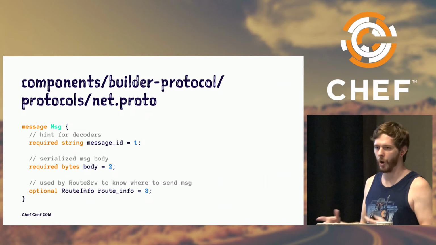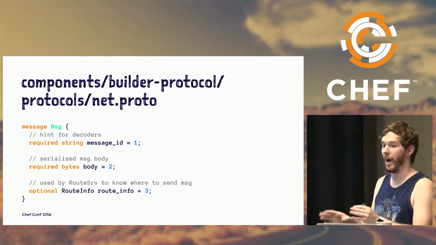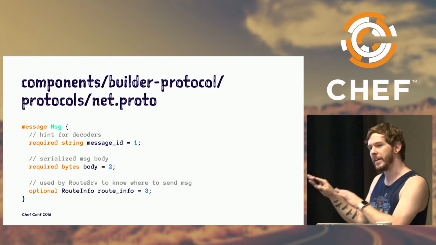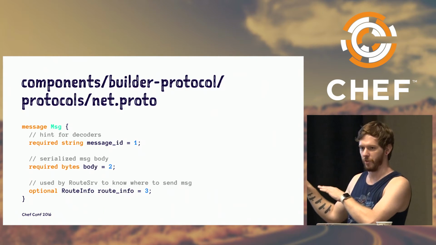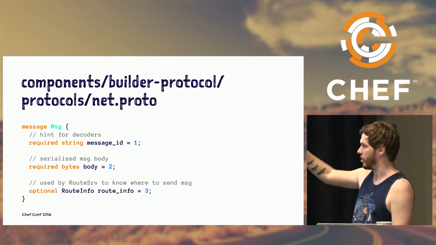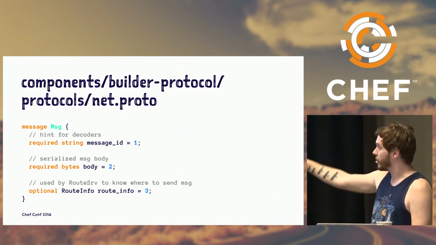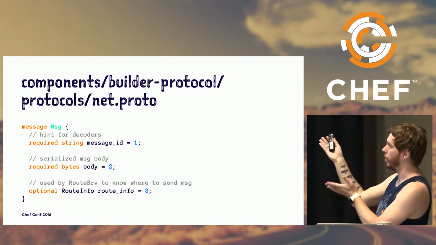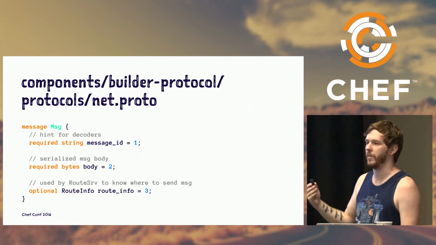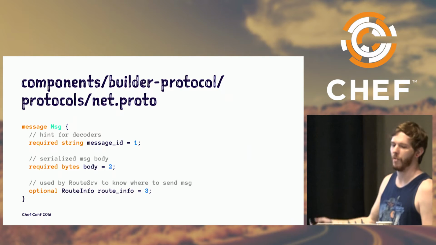That's a hint for decoders and for dispatchers to know how to handle the message. And then there's the serialized message body. So anytime you see another Protobuf message on the screen here, the body is an encoded version of one of those, and this is just the envelope that wraps it. I've also included a path. So if you cloned our source tree, you can find the builder protocol component, and inside there's this protocols directory that contains every protocol.